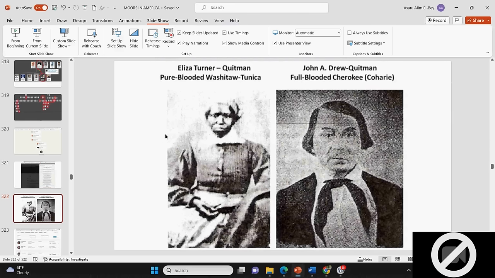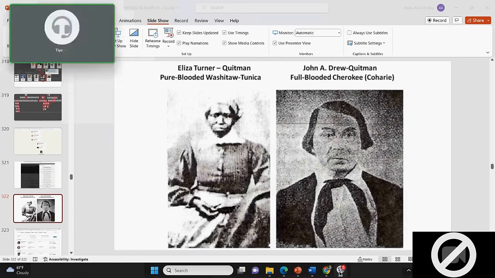All right. So these pictures that we have here came by way of the scholarship of Ali Muhammad Bey. He had it in his book, where he states that this is a picture of Eliza Turner Quitman, and this is John A. Drew Quitman. All right. I can't verify this picture here too. I can't verify this picture.